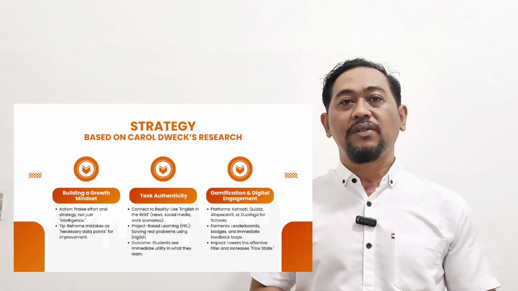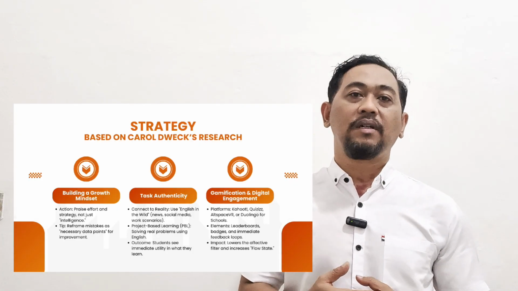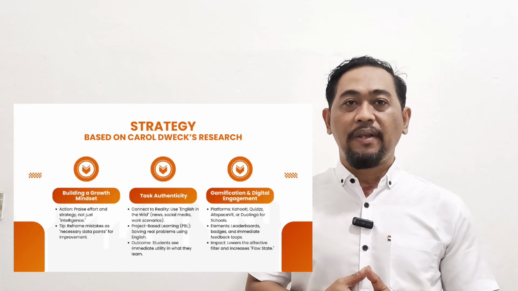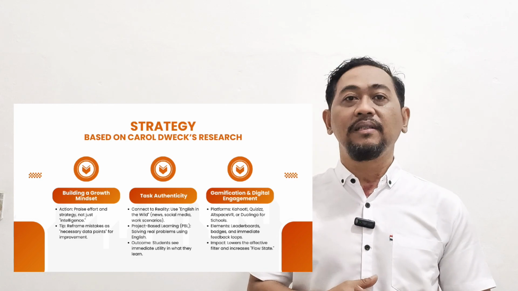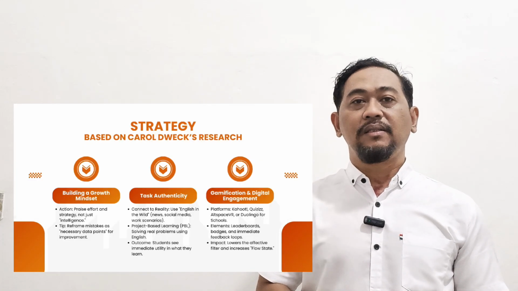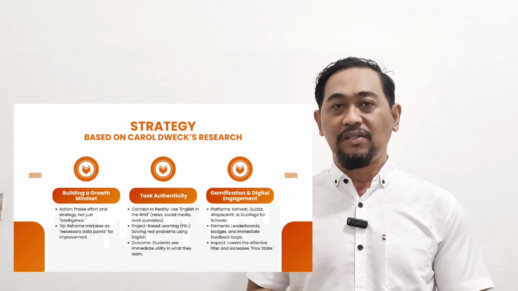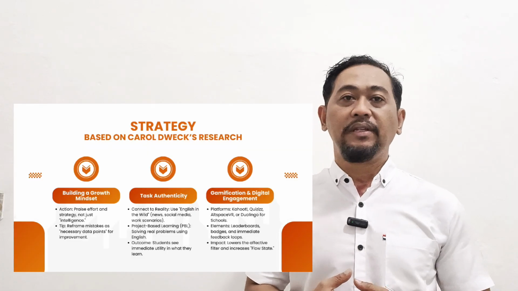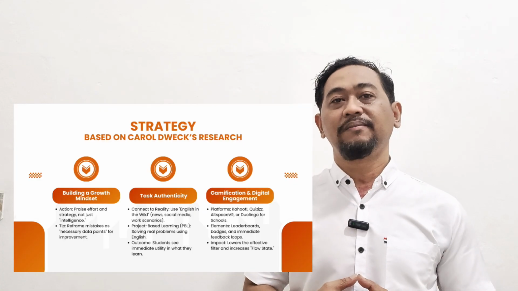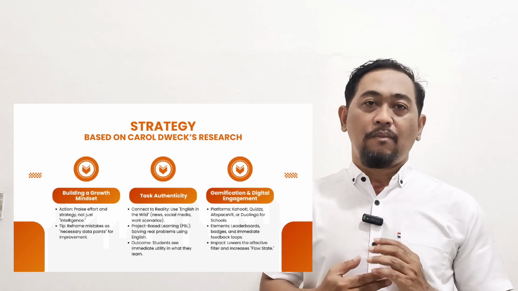Now, let's talk about strategy. Based on Carol Dweck's research, we must foster a growth mindset. We should praise students' effort and strategy rather than their innate intelligence. Secondly, we must ensure text authenticity. We need to connect English to the real world using real-world news, social media, and project-based learning. When a student uses English to solve a real problem, the motivation becomes self-sustaining.